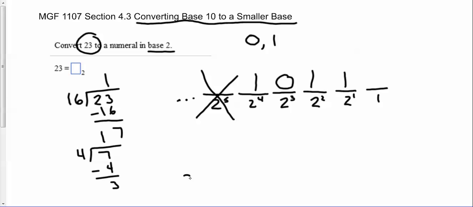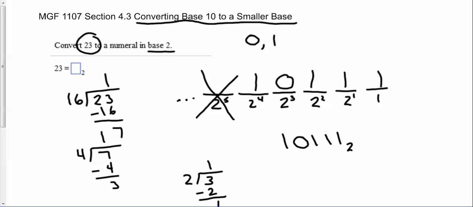If you want to write it out, you could go 2 divided into that 3. It will go in one time, which is the one that we just put there. 1 times 2 is 2. You subtract, and you get a remainder of 1. Well, how many 1s is that? Well, a 1 is 1. So our value is 1, 0, 1, 1, 1, and that's in base 2.